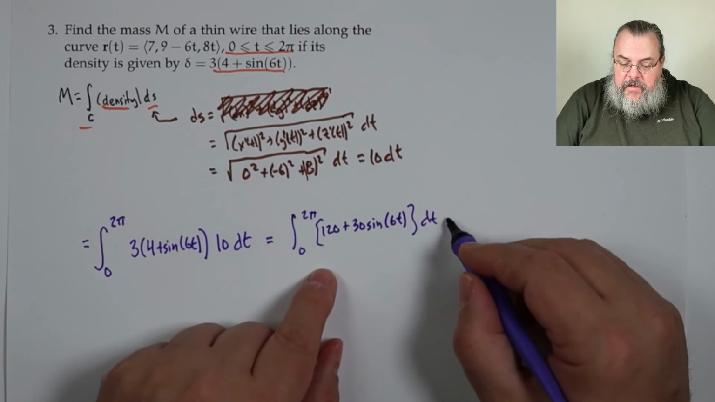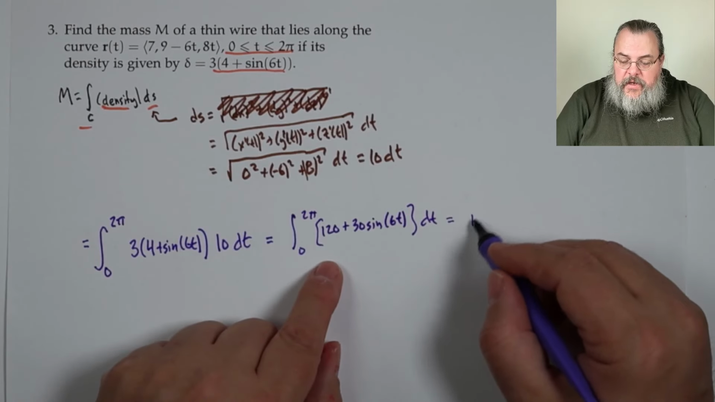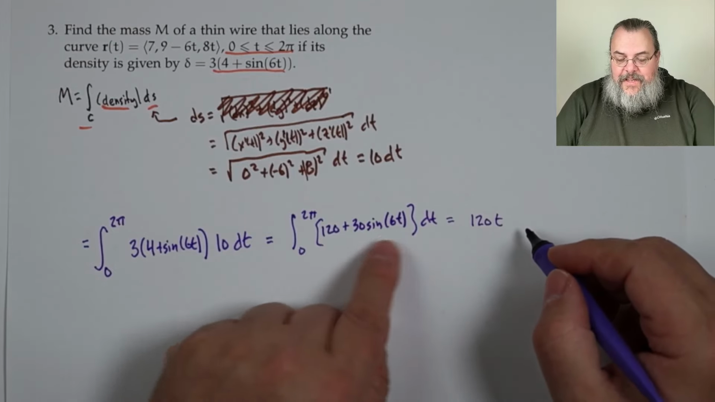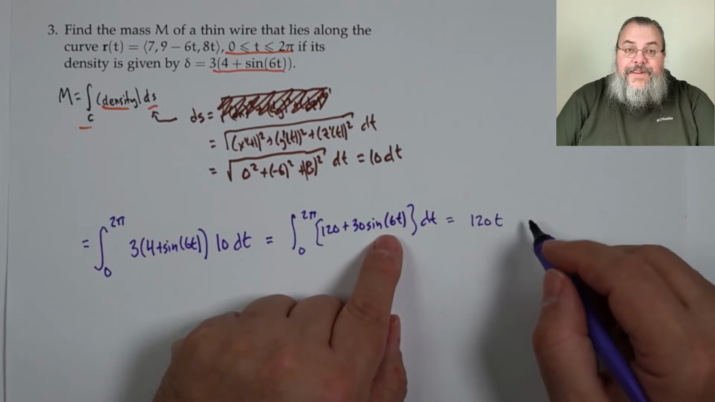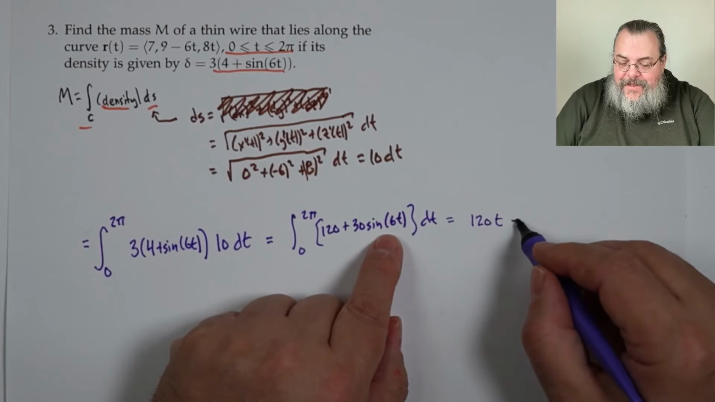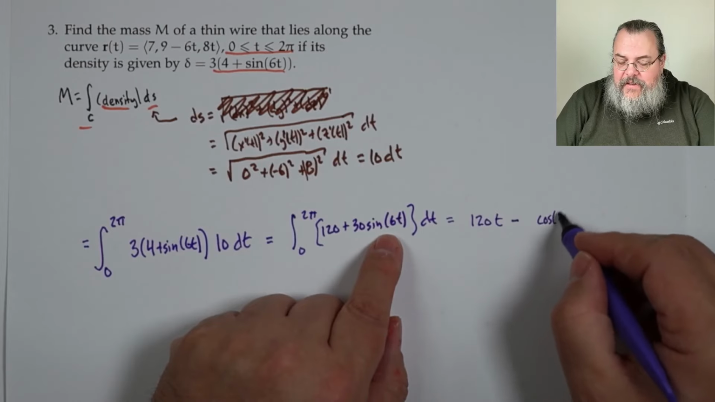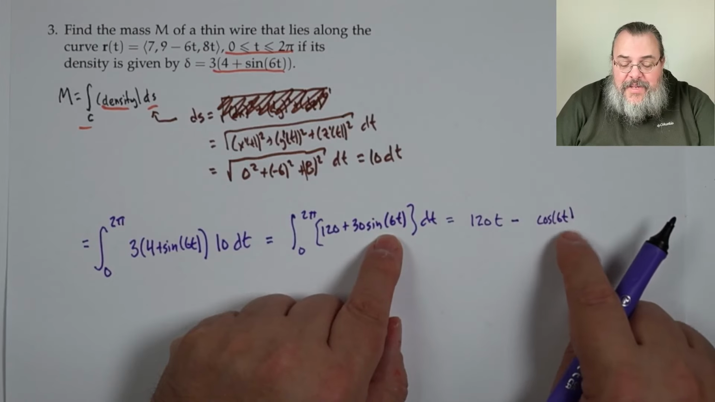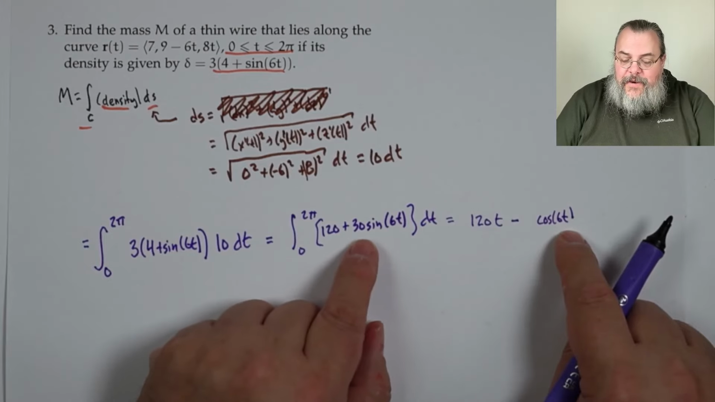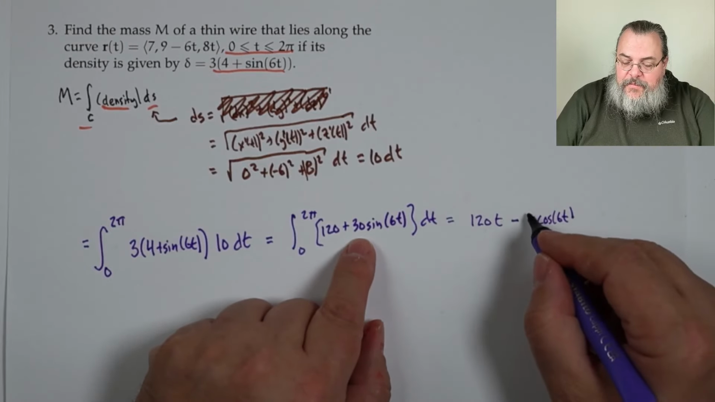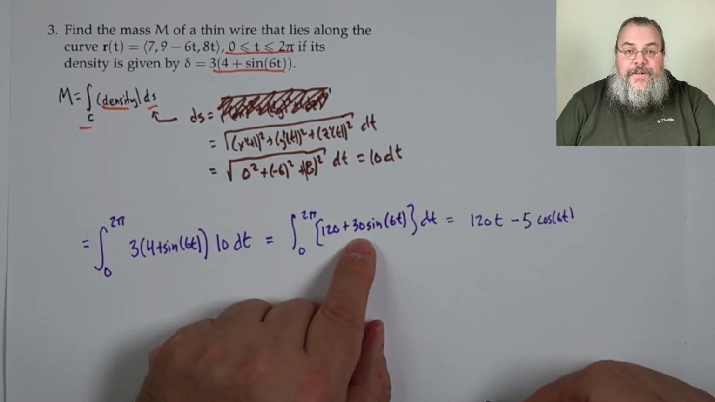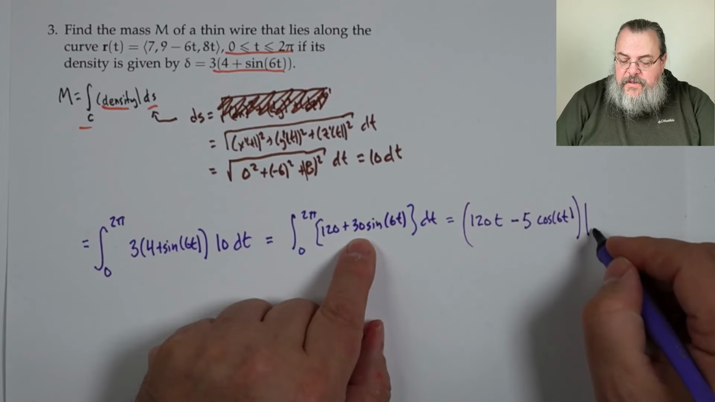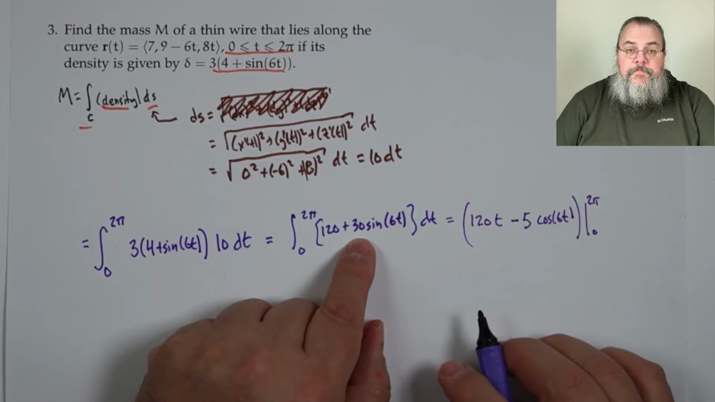And we can integrate. And that would give us 120t. Yes. And now the integral of sine is negative cosine. So negative cosine 6t. But notice the 6 here, so you got to compensate for that 6. How do you do it? You divide by 6. So that becomes, there's a 5 in front. And now we're going to plug in from 0 up to 2 pi.